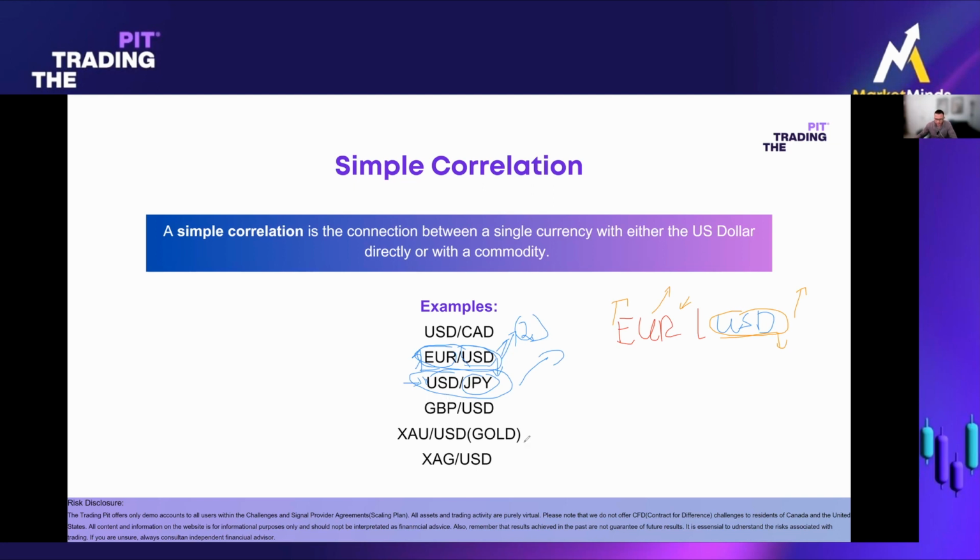So to make it simple, the same with the Great British Pound, US dollar. It's a simple correlation because it involves the US dollar in the equation. Now, the gold as well as the silver, like the XAG US dollar, that's silver, it's the US dollar, or it's the commodity priced in US dollar.